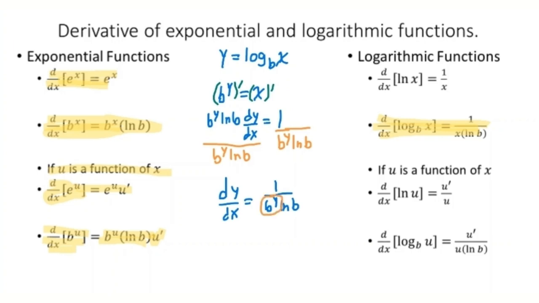Well, recall from earlier, b to the y was equal to x from our rewrite that we did from y equals log base b of x to the b to the y equals x. So b to the y can be replaced with x. And we have derived that the derivative of log base b of x is 1 over x natural log of b.